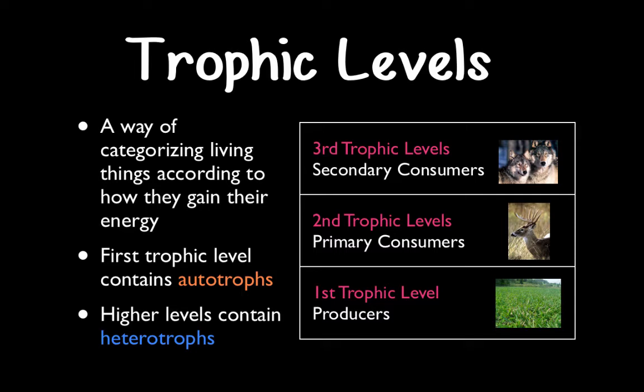So if you're looking at the diagram there, you notice that your producers make up the first trophic level. Your primary consumers make up your second trophic level because they are the first thing that consumes something, whereas your secondary consumers are part of the third trophic level. If you had tertiary consumers, then they would be part of the fourth trophic level. If you had something above that, then it would be part of the fifth trophic level.